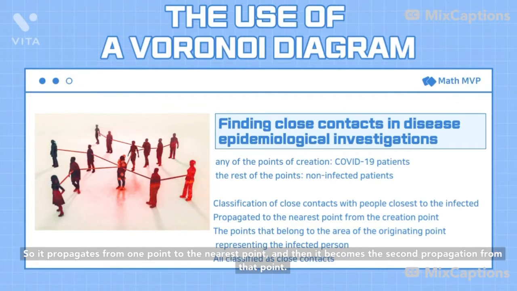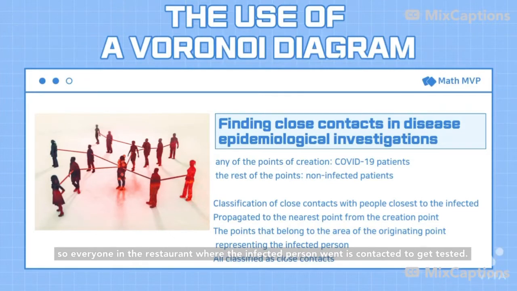So it propagates from one point to the nearest point, and then it becomes the second propagation from that point. As mentioned earlier, the Voronoi diagram said that there is always one point in an area, which is the infected person. In case of an infected person, all other people in the area are classified as close contacts, so everyone in the restaurant where the infected person went is contacted to get tested.